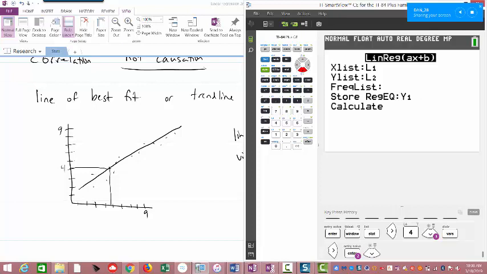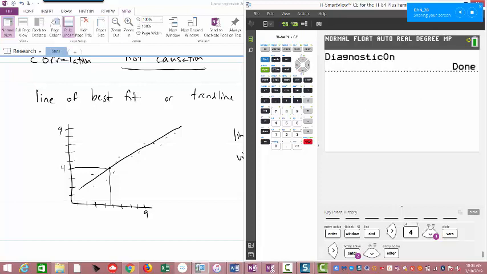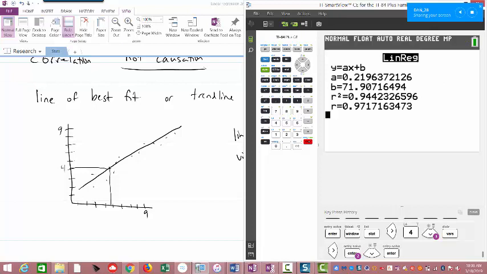Now go down to Calculate and look what it's giving you. It's giving you Y equals AX plus B, which looks exactly like Y equals MX plus B. For some reason, the calculator wants to use an A for slope instead of the M that we've been learning since pre-algebra. But that's okay, we can adjust.